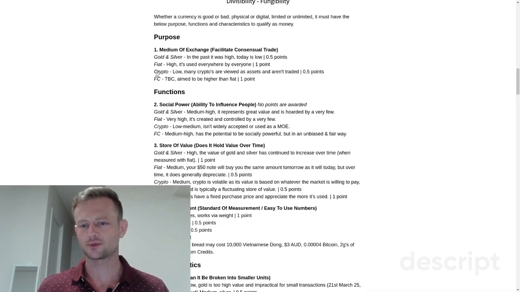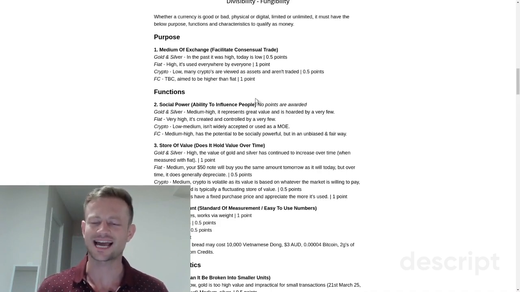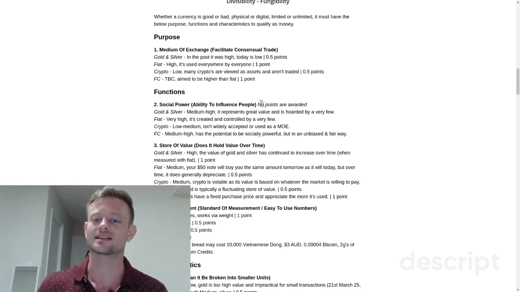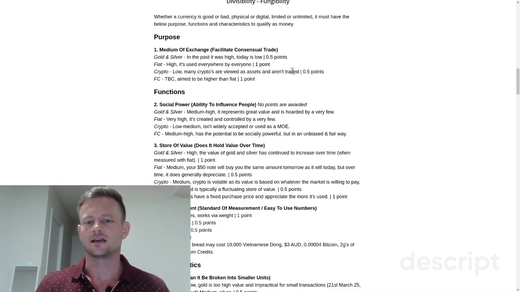When we look at crypto, crypto is low because many cryptos are actually viewed as assets and they aren't traded. Sometimes people actually do spend their crypto and use it as a medium of exchange, but still it's such a low percentage of people in the world and transactions and businesses that can actually accept any crypto, not just Bitcoin, but any crypto. It's still low. I'm not giving it 0 points, but it's still half a point.